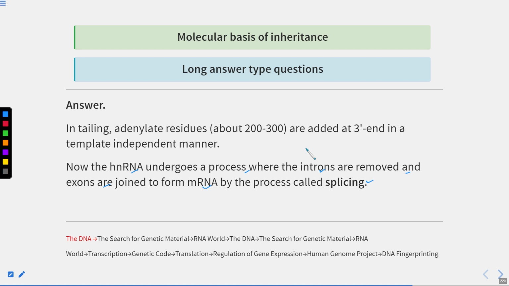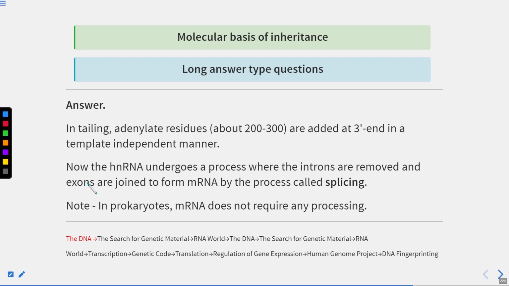So in prokaryotes, what happens? There is no defined nucleus, no nuclear membrane, and the genetic material lies within the cell. Transcription and translation happen simultaneously, and both happen in the cytoplasm. Whereas in eukaryotes, we have a true nucleus, and transcription takes place within the nucleus. The primary transcript is produced, then processed, and a mature RNA is produced, which is transferred from the nucleus into the cytoplasm where translation takes place. So this is the difference between prokaryotic and eukaryotic transcription and translation.